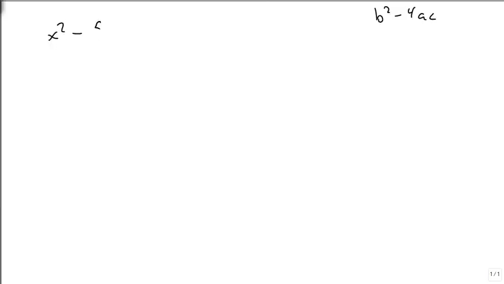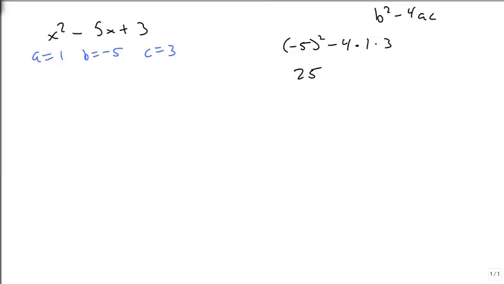So suppose we have x squared minus 5x plus 3. So our first step, a equals 1, b equals minus 5, and c equals 3. So we plug this in, and we get minus 5 squared minus 4 times 1 times 3. Well, this is 25 minus 12, which is 13. 13 is positive. It's not a perfect square, and that means that we will end up with 2 radical answers when we finish solving this.